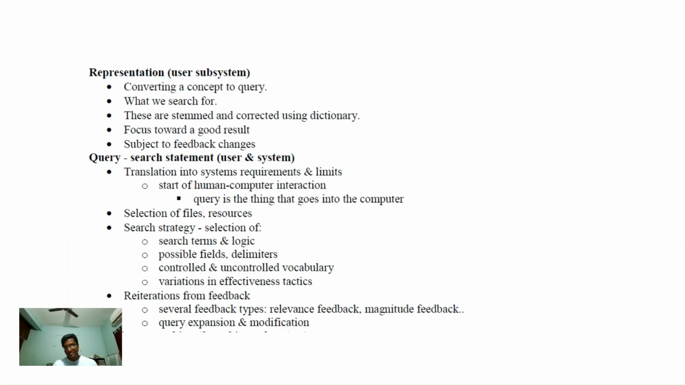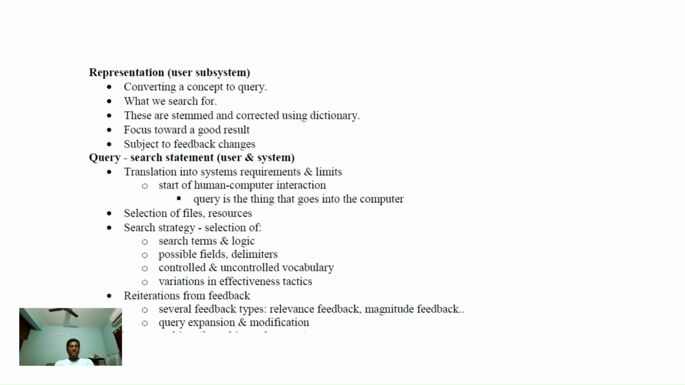The representation subsystem helps in converting a concept to a query. It clarifies what exactly we are searching for, and these terms are stemmed and corrected using a dictionary. The dictionary comes into the picture, and these focus towards a good final result. The last one is subject to feedback changes, since what is required depends on the feedback.